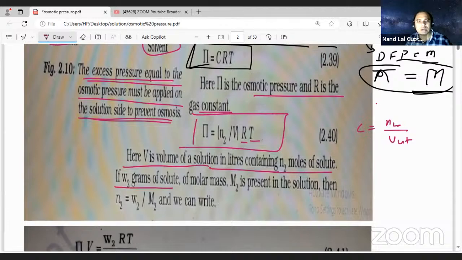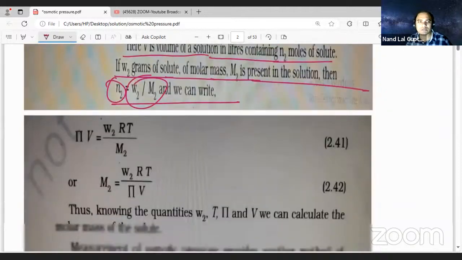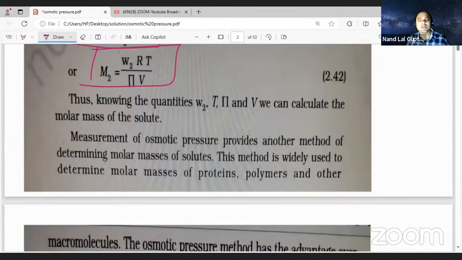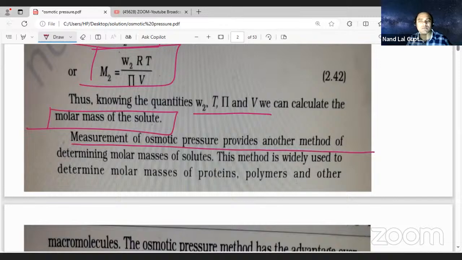If W2 grams of solute of molar mass M2 is present in the solution, then N2 is equal to W2 by M2, given mass by molar mass. You can simplify this formula in this term: M2 is equal to W2RT by pi V. This is very simple. If you know the quantities, you can calculate the molar mass of the solute. Measurement of osmotic pressure provides another method of determining the molar mass of solute.